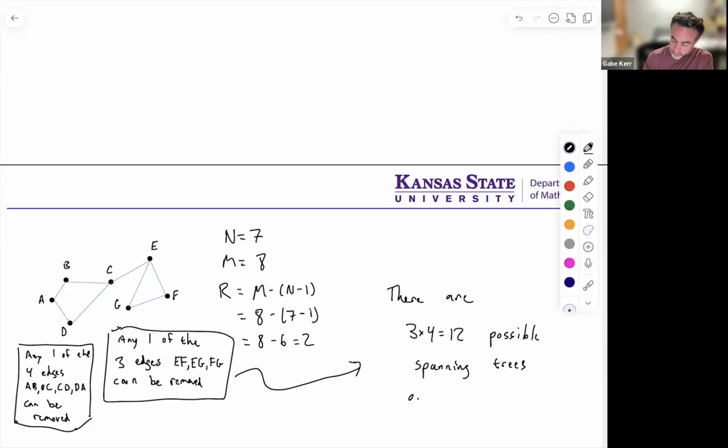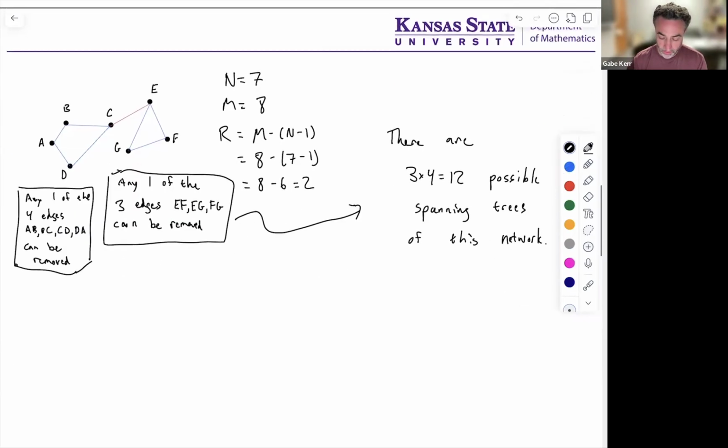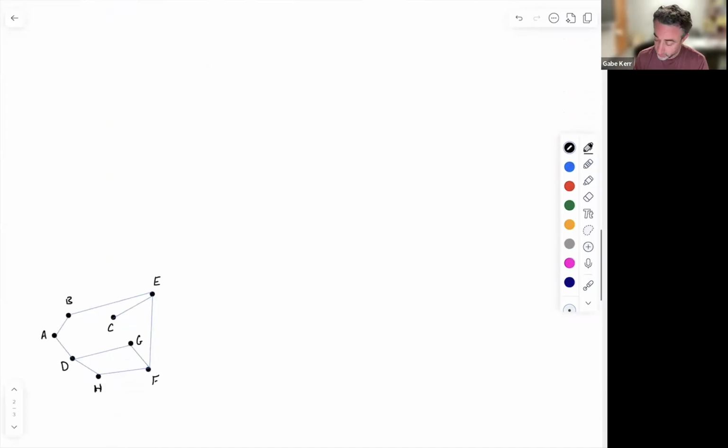So, this graph. Now I'll say this, I mean, it's of the graph or of this network. Okay, great. Now let's take a look at one more example here, and then we'll look for another pattern.